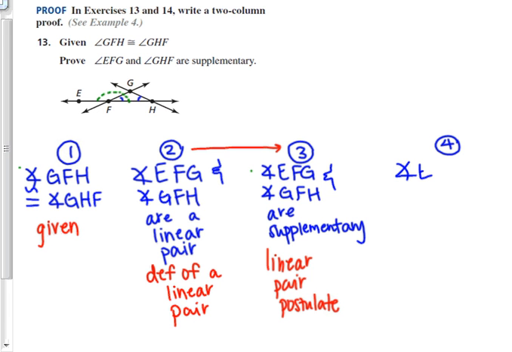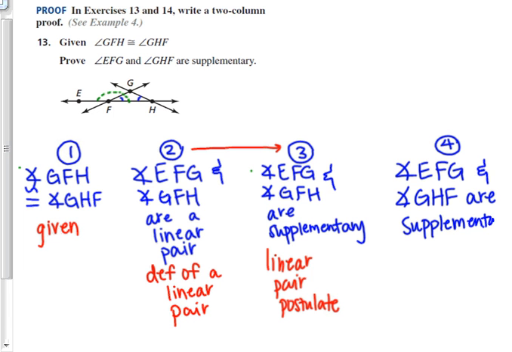I'm saying that EFG and GHF are supplementary. And that comes from the converse of my congruent supplements theorem.